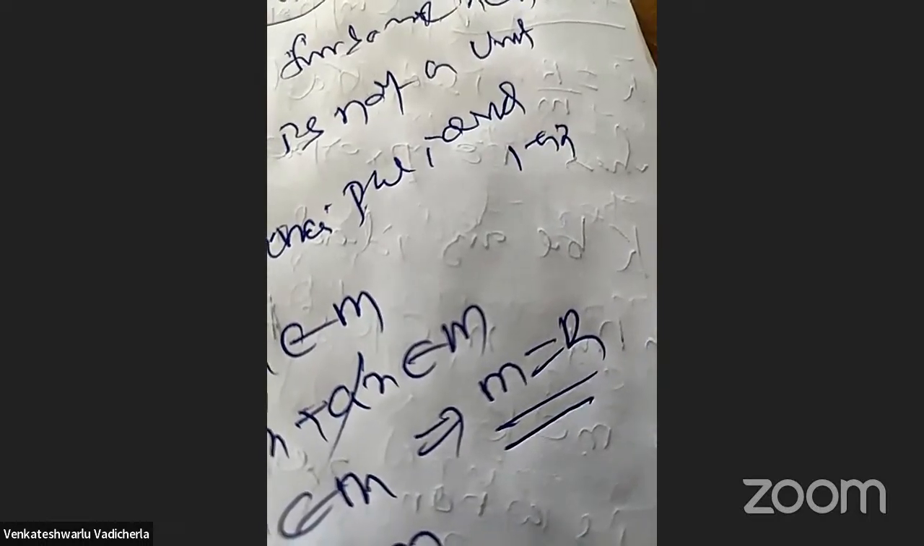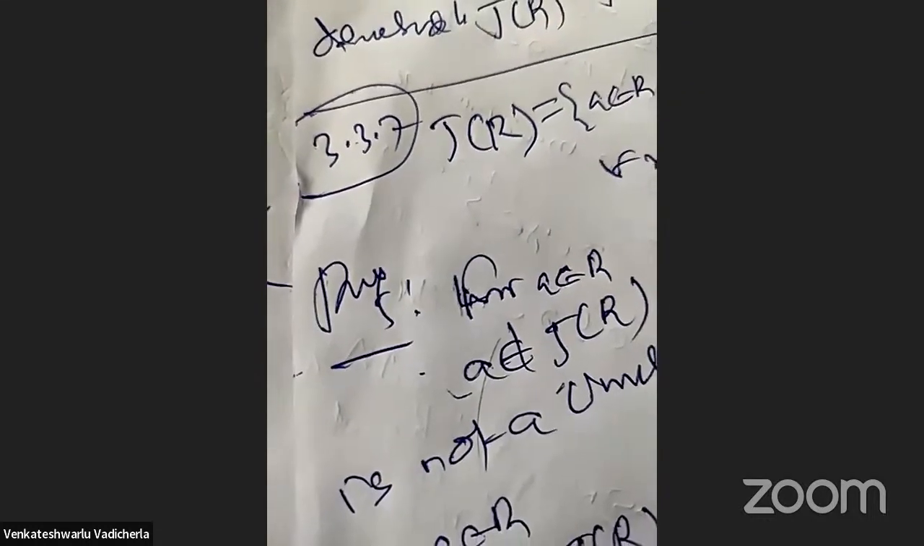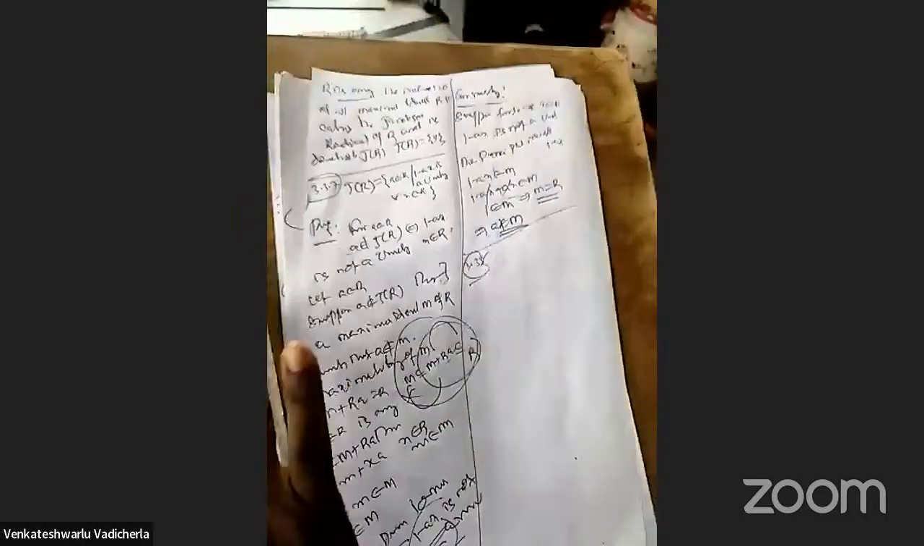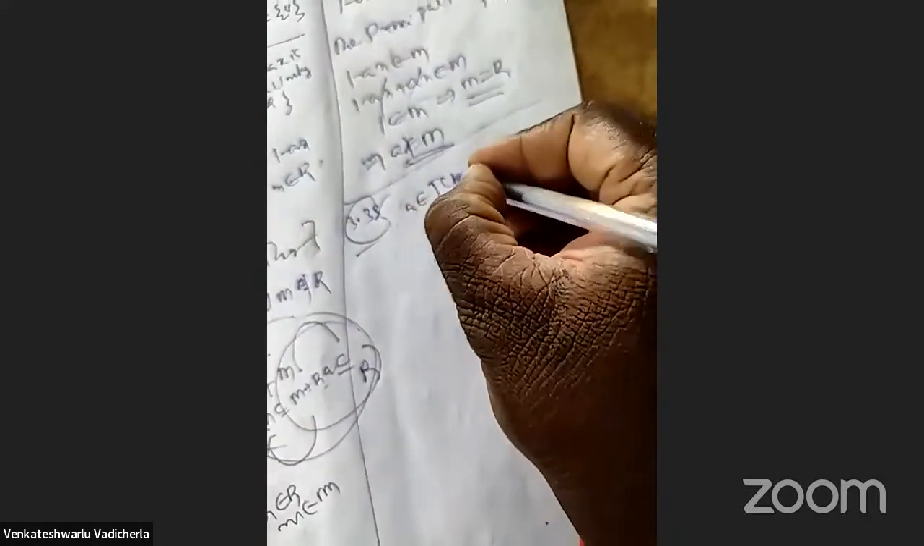Example 3.3.8 SAQ. Determine the Jacobson radical of the following: the ring of integers, the ring of real valued functions on a set X, and the ring Z_n, the integers mod n. First of all, in the first case, let A belong to the Jacobson radical of R.